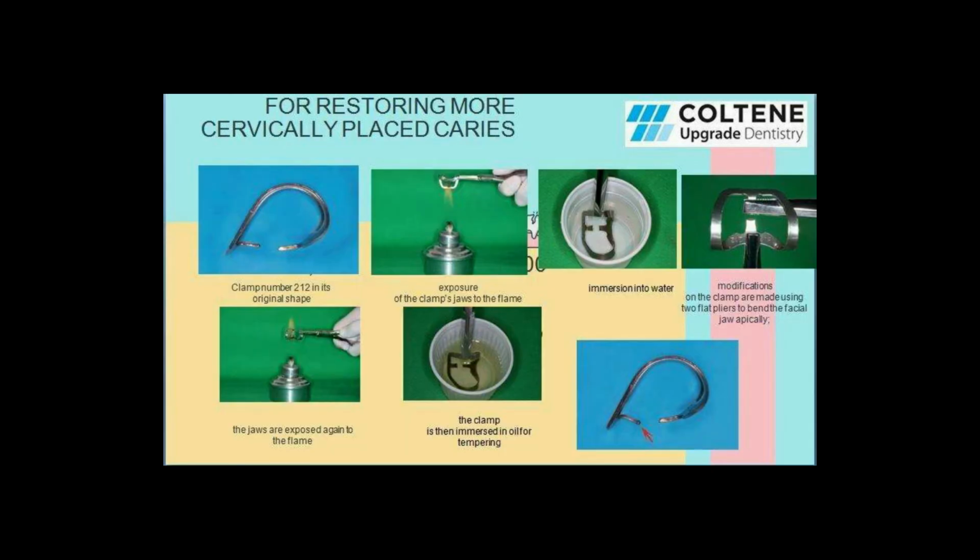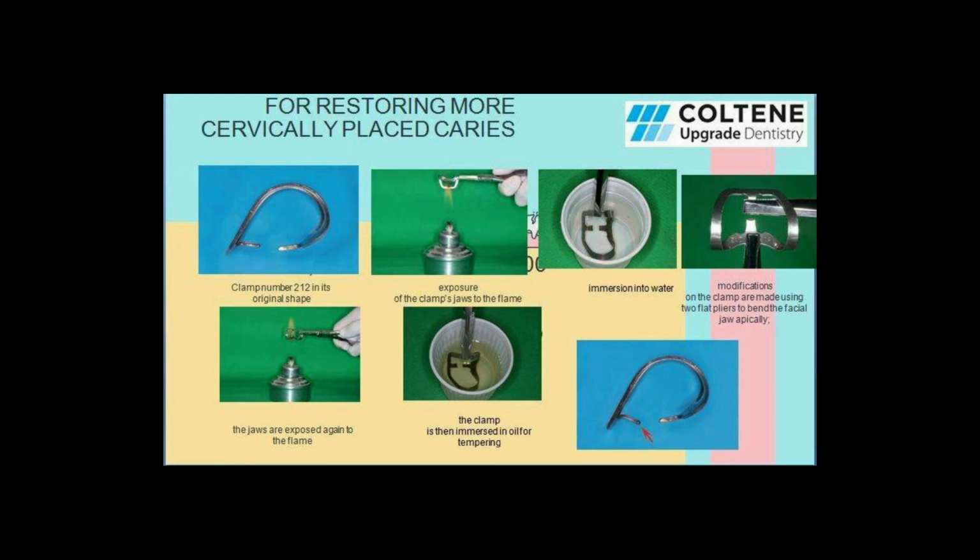Now, the next step is for restoring the more cervically placed caries or subgingival caries. As we can see in the very first picture, the bows which are there in the already available clamps are at the same level. So when we have to treat cervically placed caries, on the buccal or labial side you may see that the caries are more gingivally placed as compared to the lingual or palatal side. So what to do for these kinds of cases?